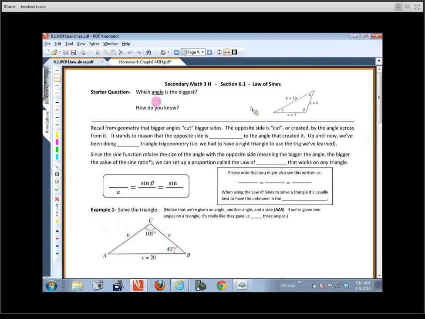So this section's on the law of sines. How many of you have seen that before? One of you? Okay. A couple of you? Okay. This will be a good section then.